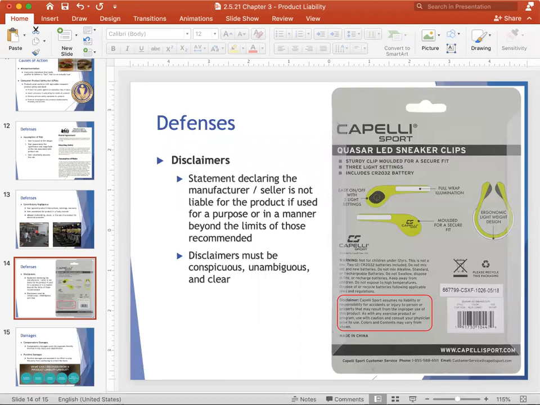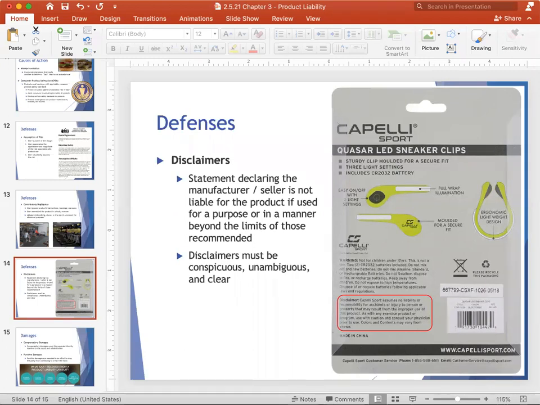Now, a disclaimer is not a contract because you are not signing anything, agreeing to relinquish your rights to file a lawsuit. You are not agreeing to the statement that the manufacturer is not liable. However, it's not a contract, but it can be a viable defense in that it continues to express warnings and instructions. It provides information about the quality of the product, how it should be used. So it's kind of building up those other defenses.